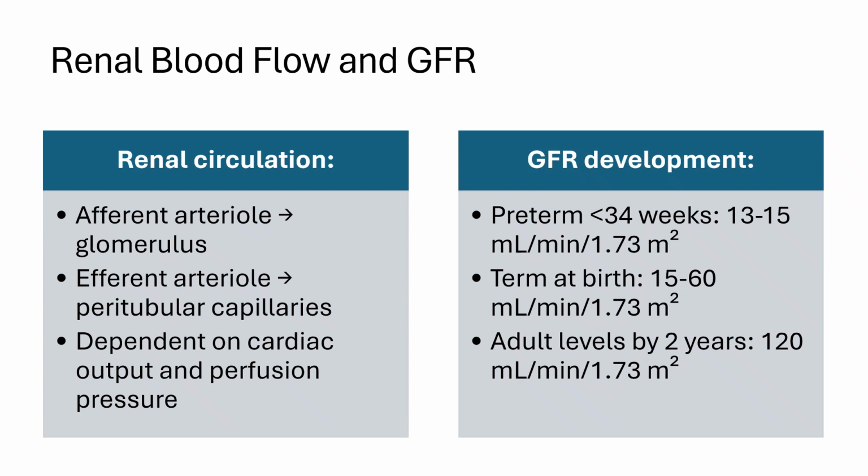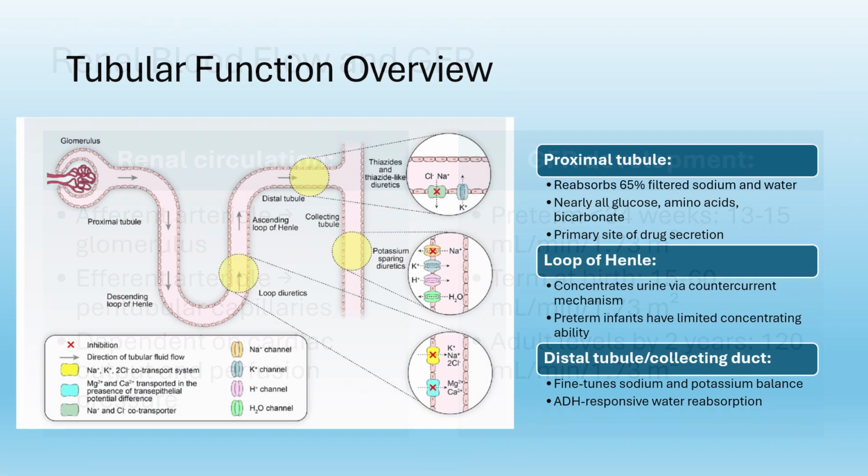A creatinine of 1.0 in a premature infant represents significant impairment, while the same value in a 2-year-old suggests normal function. The physiology drives the numbers. As renal blood flow patterns mature and nephrons fully develop, filtration capacity increases dramatically. This knowledge prevents us from over-treating normal developmental limitations or missing true pathology.